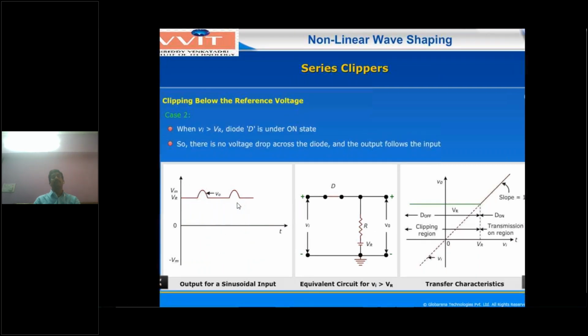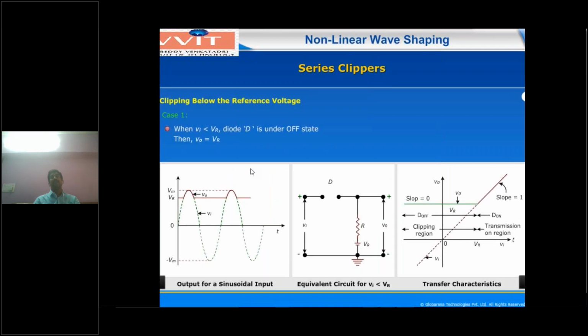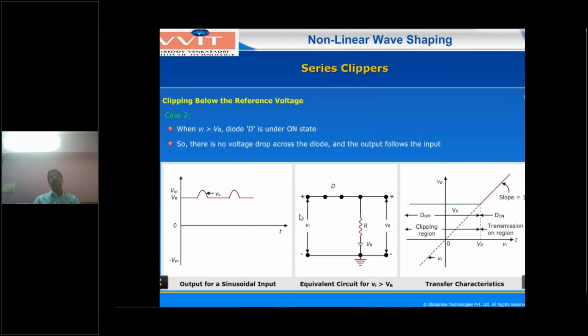Next, the second condition: whenever VI is greater than VR, the input voltage is greater than the reference voltage. For example, VR equal to 3 volts, and on the positive side the anode is at 5 volts while the cathode side is at 3 volts. The diode will be forward biased. Forward bias means the diode acts as a closed switch, a short circuit, like this equivalent circuit. Now whatever input waveform is above the reference voltage, the same waveform will be transferred to the output.